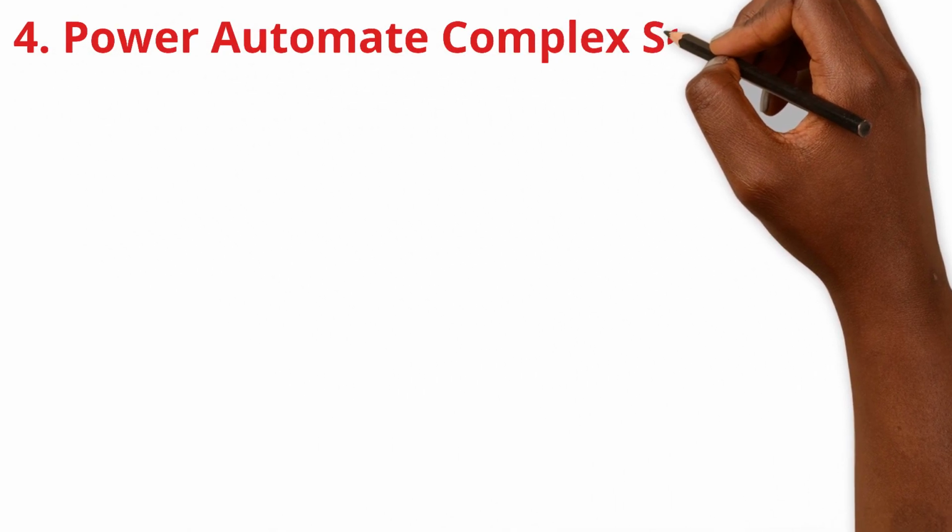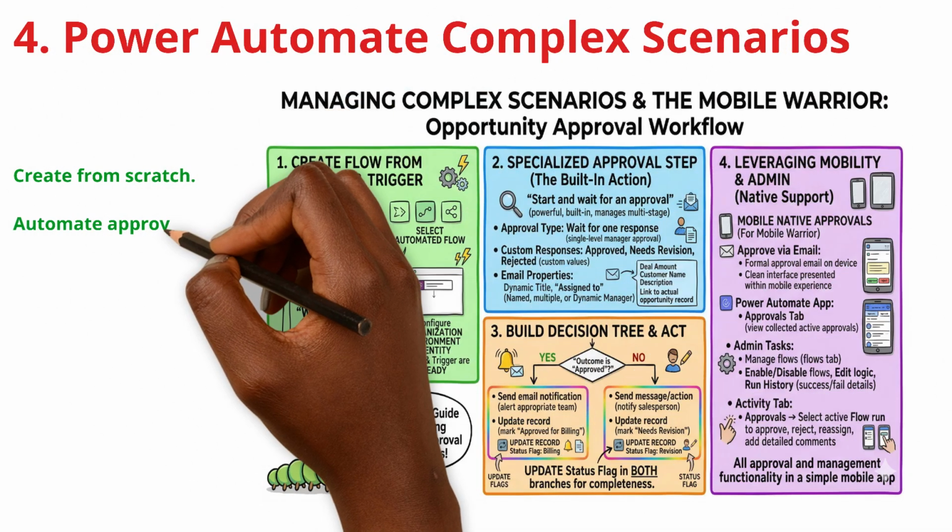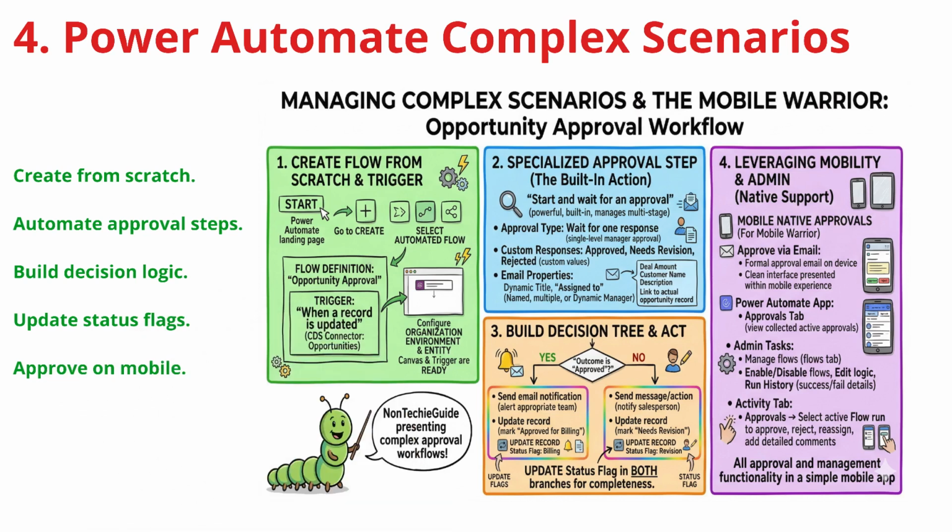Let's explore how to manage complex business scenarios, specifically an opportunity approval workflow for the modern mobile warrior. We begin our journey by creating a flow from scratch on the Power Automate landing page. We define our flow as an opportunity approval and select the essential trigger when a record is updated using the CDS connector for opportunities. Next, we add the specialized approval step, choosing the start and wait for an approval action.